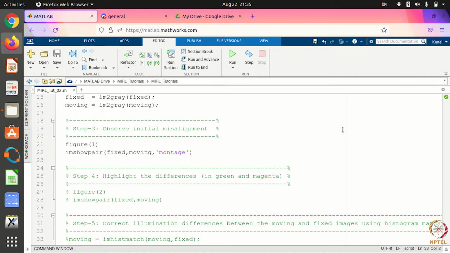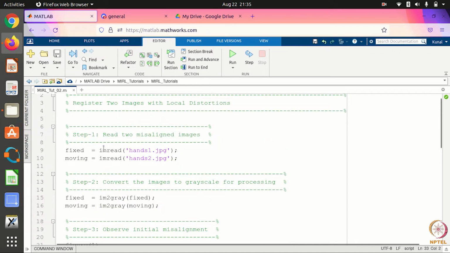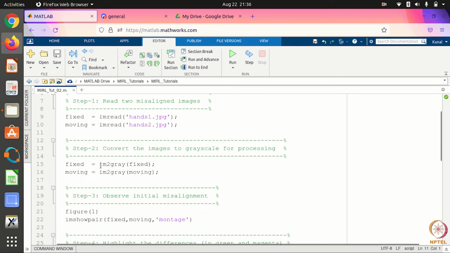So the first step is to read the two images into the workspace. The command for that is imread. The first image is stored in a variable called fixed, and the second image is stored in another variable called moving. These terms come from Thirion's paper. The second step is to convert the images to grayscale for processing. The command for that is imtogray, which converts the images to grayscale.